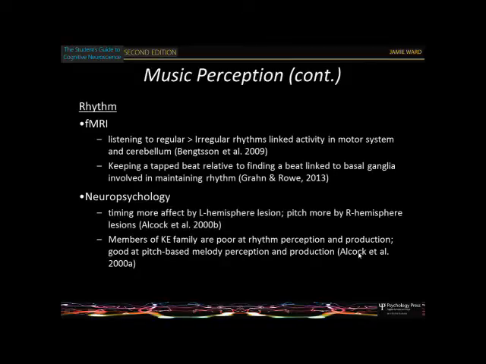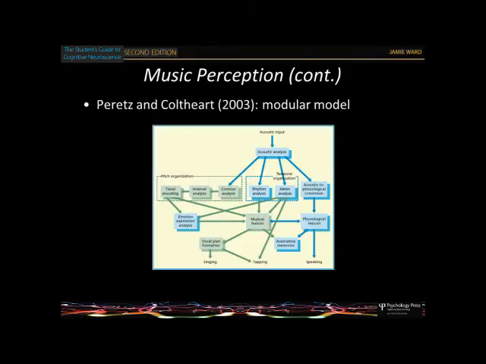They have damage to their basal ganglia, and the basal ganglia is part of your motor system, or certainly involved in motor systems. And in imaging, for instance, your basal ganglia is important for keeping time to a rhythm. And if you have this kind of developmental damage to it, then you have problems with certain aspects of music perception.